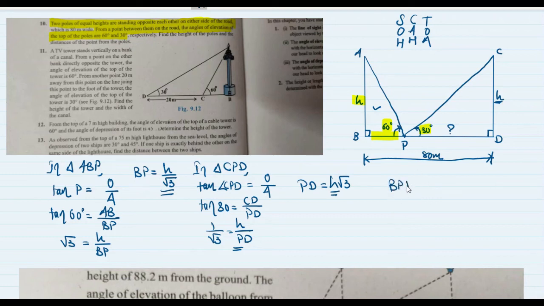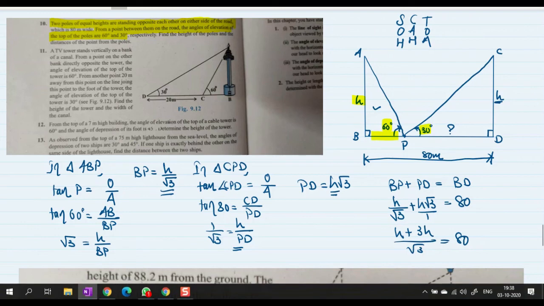See, BP plus PD is equal to BD, right? We know the value of BP, H by root 3. We know the value of PD, H root 3. That is equal to BD, which is 80. BD is 80, yeah. So if you take LCM, this will become H plus H into root 3 times root 3 is 3. So 3H actually, I should not write like this. H plus 3H by root 3 is equal to 80.